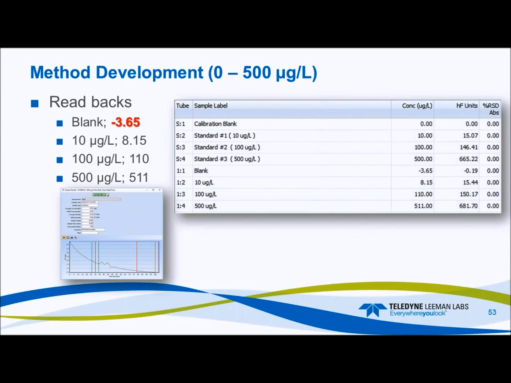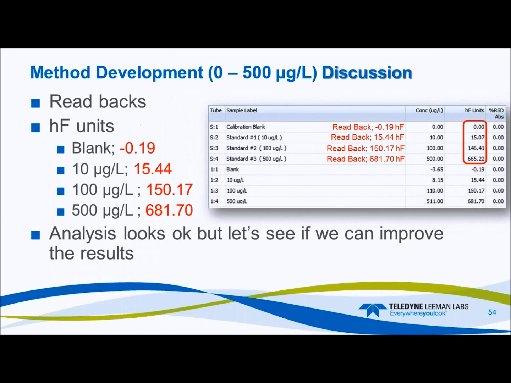They come in at a blank is minus 3.6 ppb. My 10 comes in at 8.5, 100 is 110, and 500 is 511. That's not bad. Again, we're in ppb mode in an atomic fluorescence system. Let's look at the readbacks.